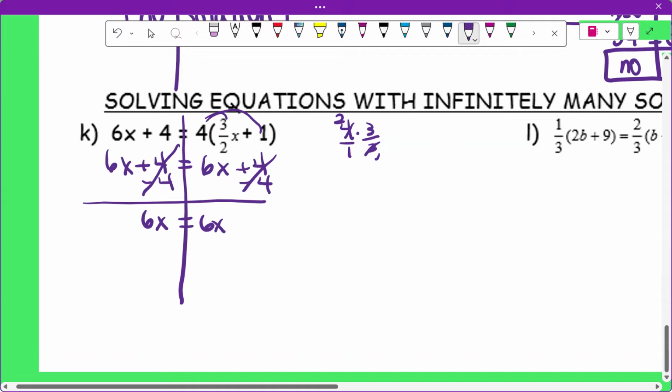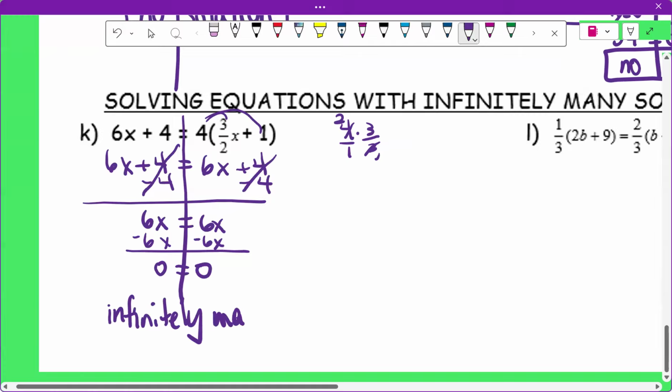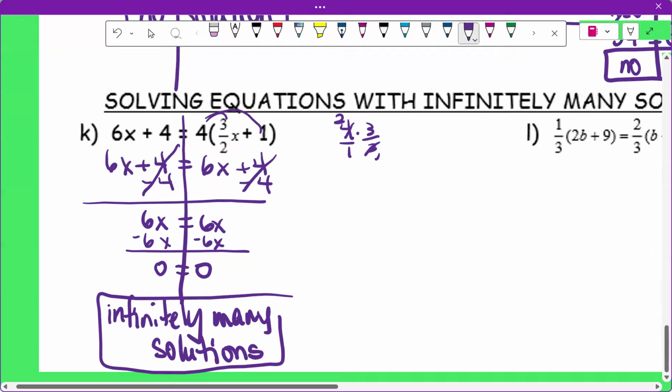Let's say I keep going. Let's say I subtract 6x. Well, I'm going to get 0 equals 0. Does 0 equal 0? It does, all the time. So if it's equal, this is telling us that there are infinitely many solutions. There's so many different possibilities that they are infinite to make this true.